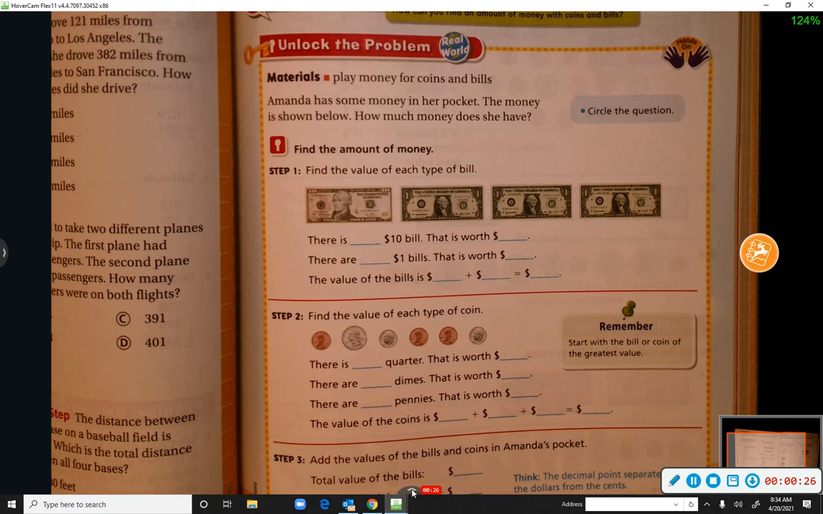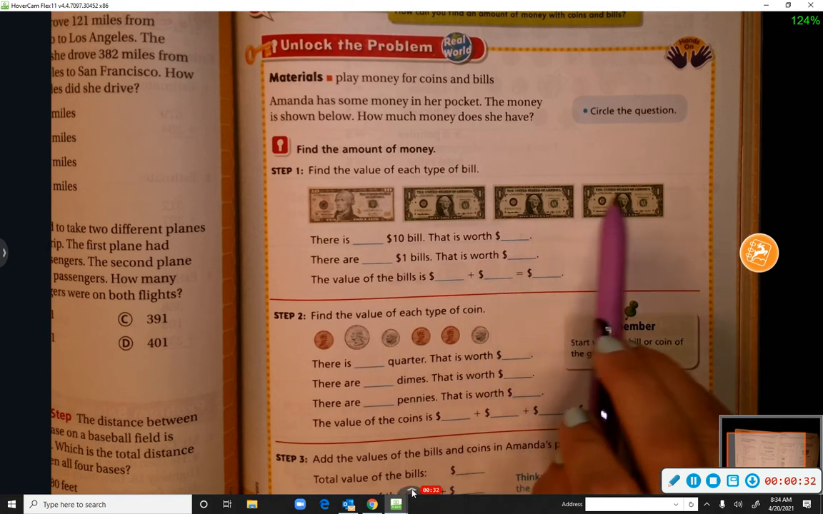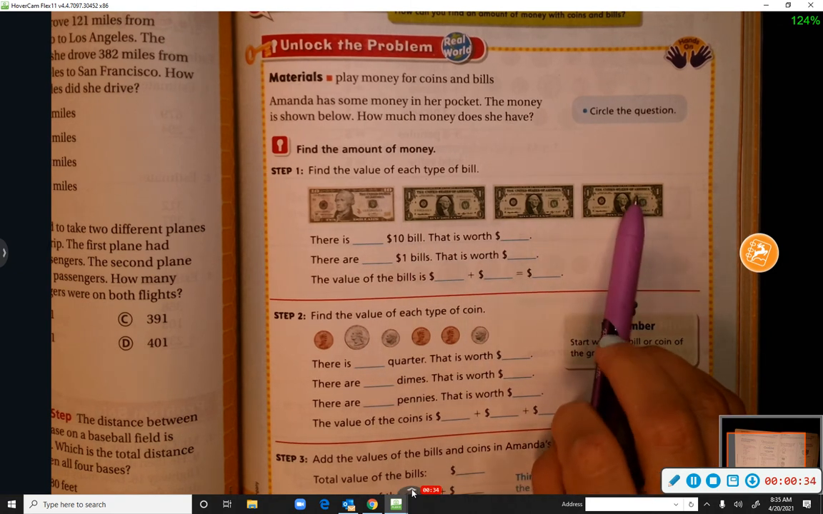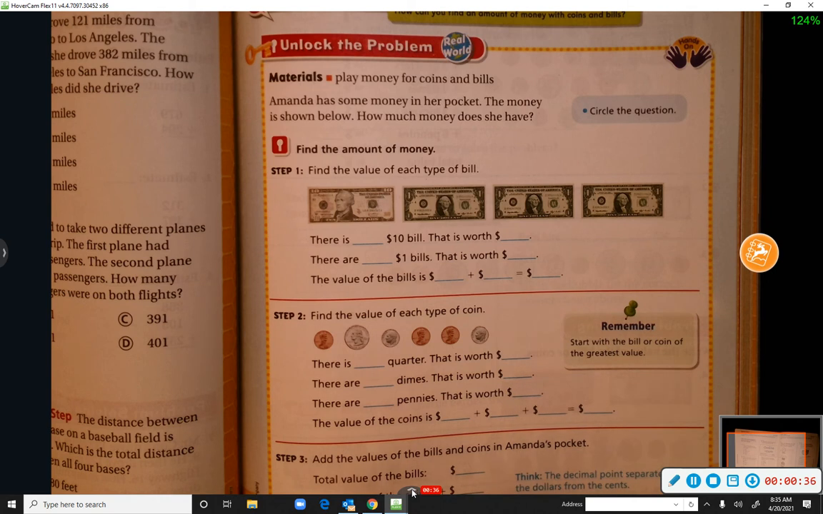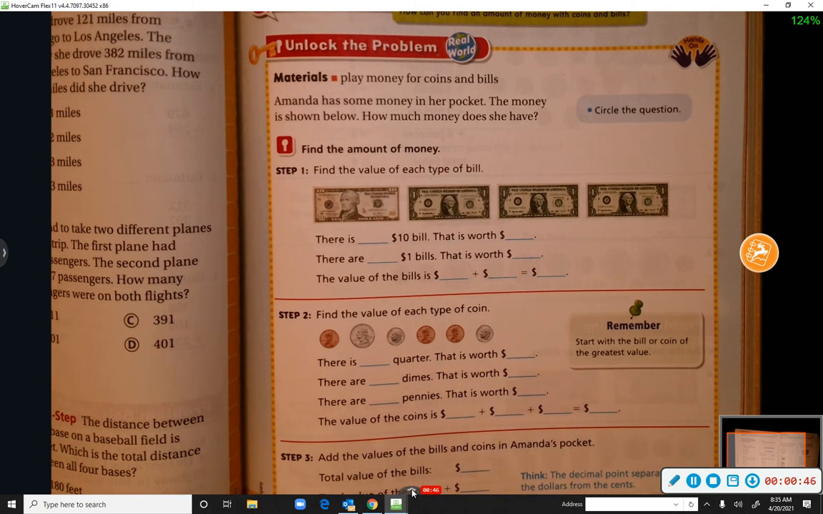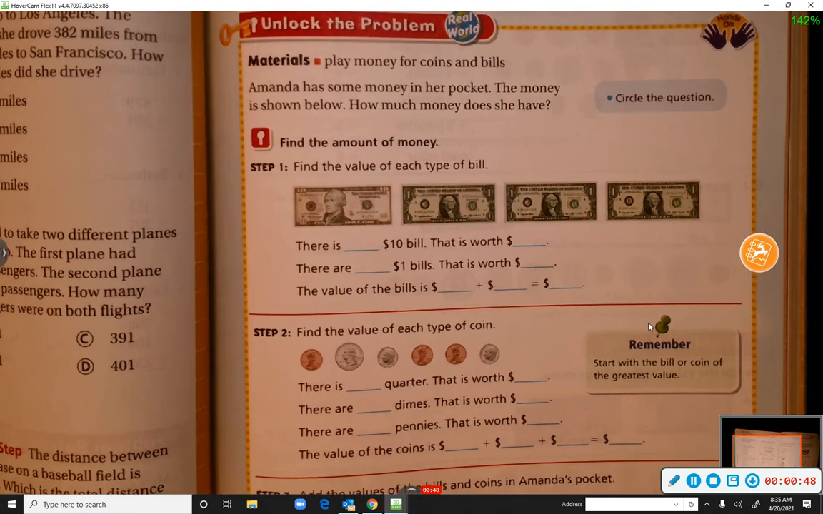So we want to start with the highest value when we're adding money. So that means we would start with the bills first. Then we would start with the highest coin and then work our way down to the lowest coin. So let's look at the money we have here. It says find the amount, and we're going to start with the bills.